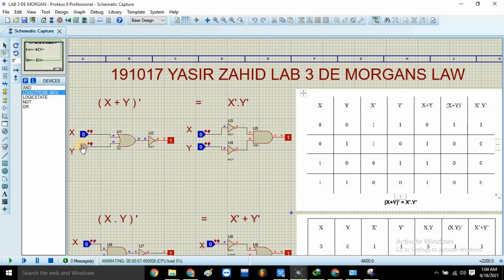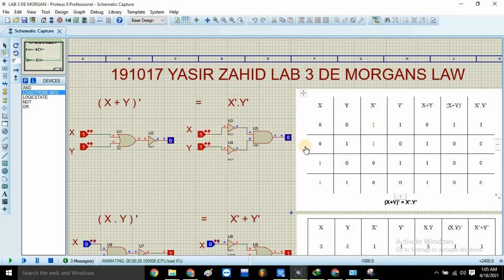Right here we can see at 0 0 we have 1. Similarly at 0 1 we have 0 in both these circuits. These are right hand side and left hand sides of the equations, so they should behave same. For 1 0 we have 0. Now for 1 1 we have 0.